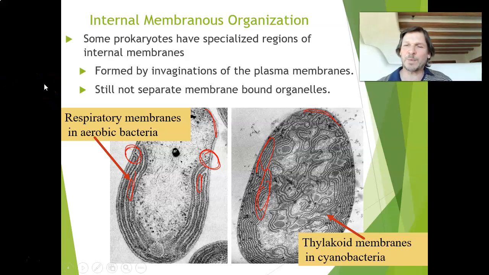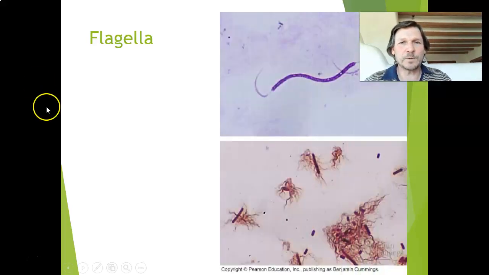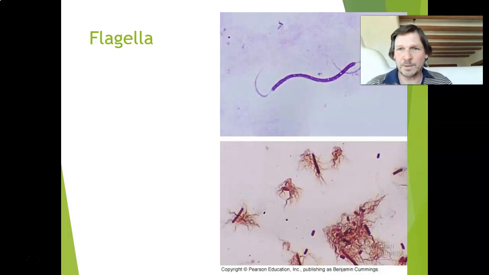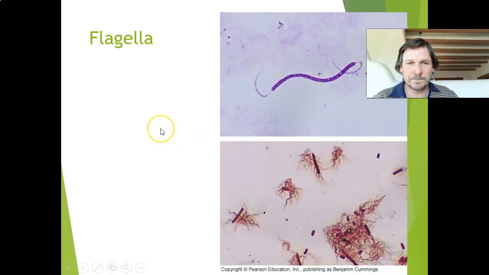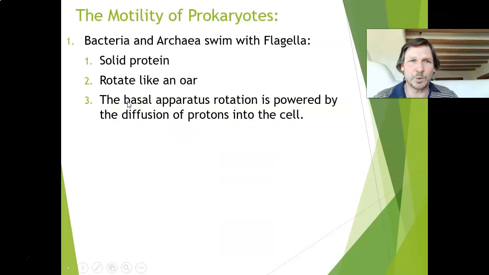Okay, last one I want to talk about for structure is flagella. What flagella do is they help single cells swim in an aqueous solution. And here are some bacteria showing you the flagella. They can be at either end. And we'll talk about next time how they move with the flagella and the motility.